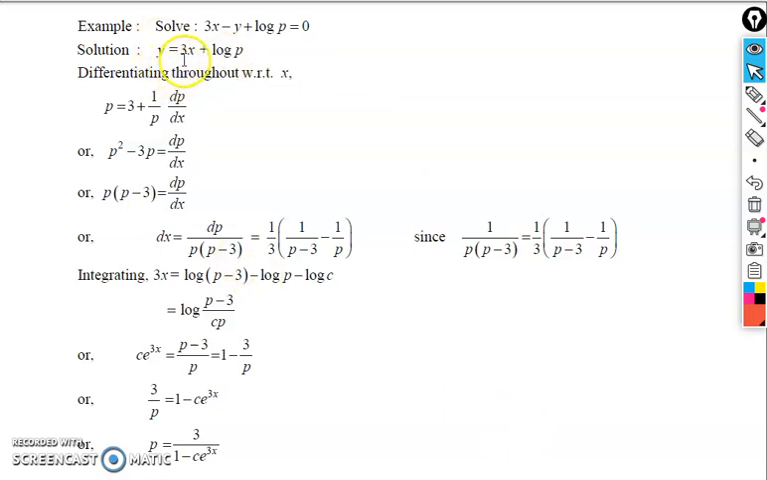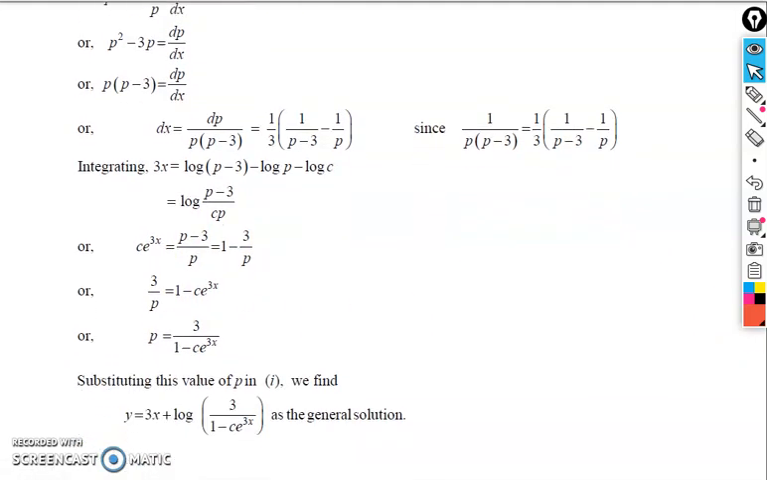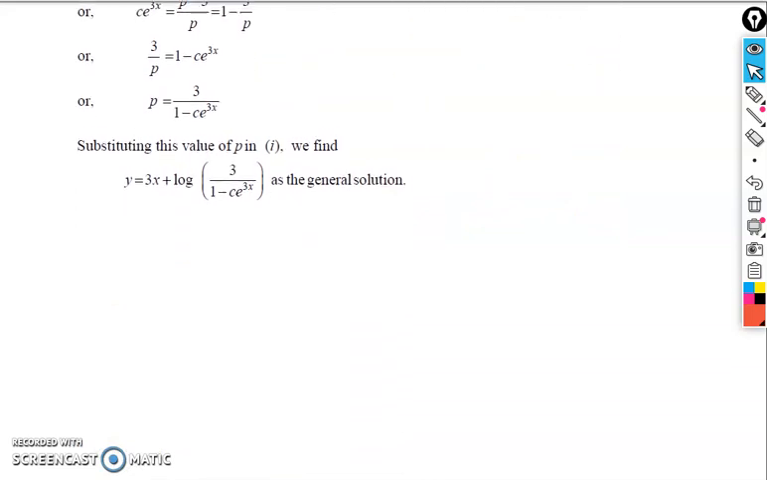You can write this as y = 3x + log p, differentiating both sides with respect to x. The left hand side becomes dy/dx, which is p. The differentiation of 3x becomes 3, and log p becomes 1/p dp/dx. The remaining quantity is on the left hand side, and dp/dx on the right hand side. So when we integrate both sides, the result becomes exactly this, and p becomes this. When we substitute this result for p in equation 1, we get the general solution.